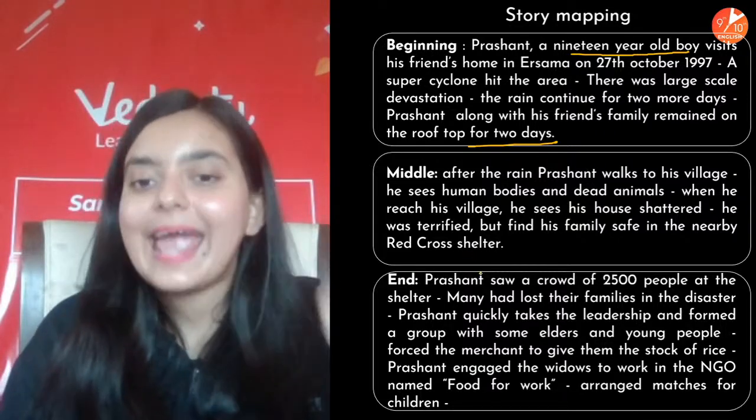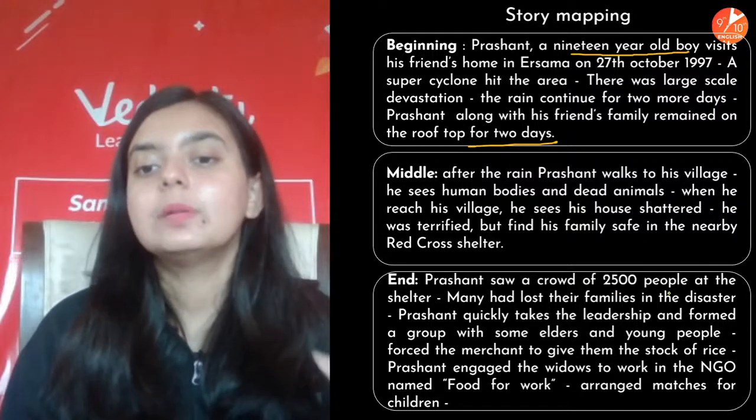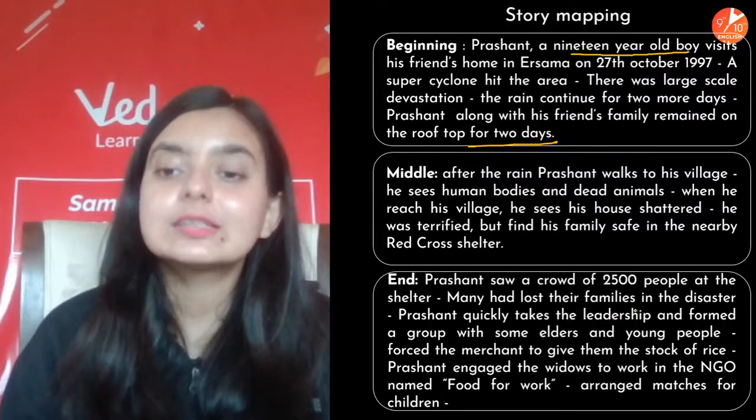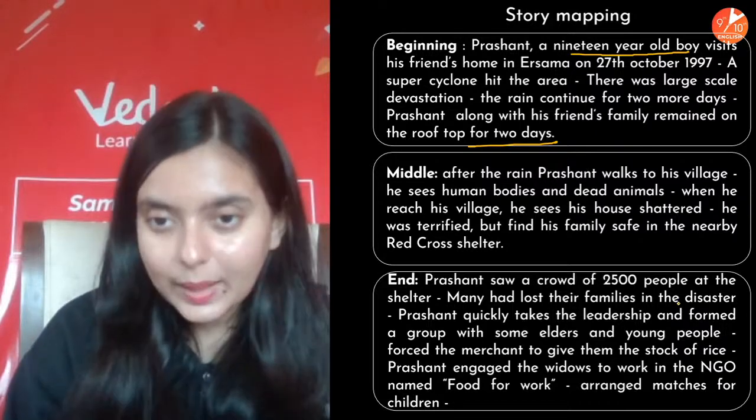And that was not the end, guys. Prashant saw a crowd of 2,500 people at the shelter who had lost their families in the disaster, and they were all in a traumatic situation.